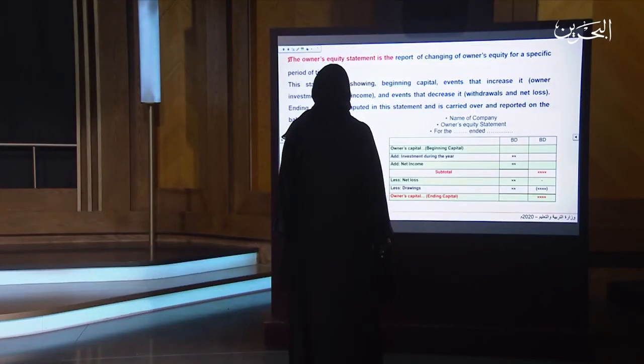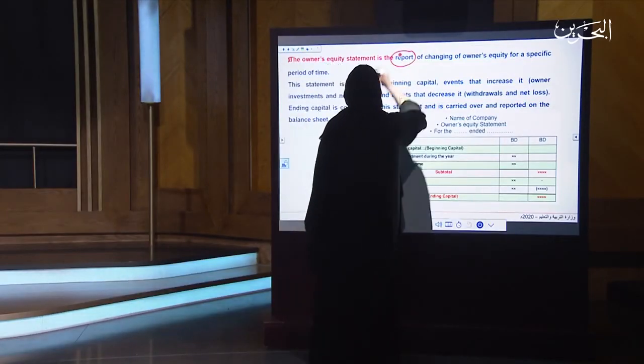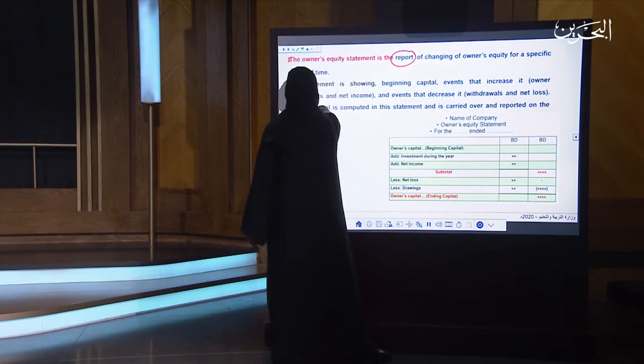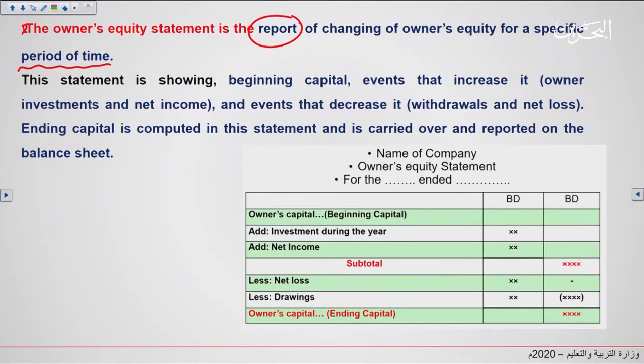The owner's equity statement is a report. This report should be prepared for the same period as the income statement, because as we mentioned before, these two statements are linked together. First, we prepare the income statement, then the statement of owner's equity. This report will measure the change in the owner's equity, which is the capital.